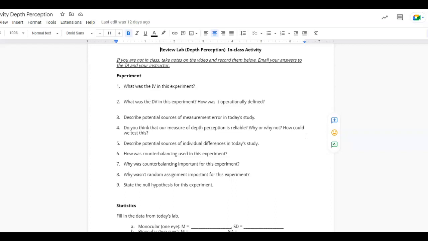So for between subjects designs, you do use random assignment to conditions. For within subjects, you don't use random assignment. Instead, everybody does both treatments, and then you use counterbalancing. Okay, our null hypothesis would be that our two conditions did not result in different levels of depth perception.